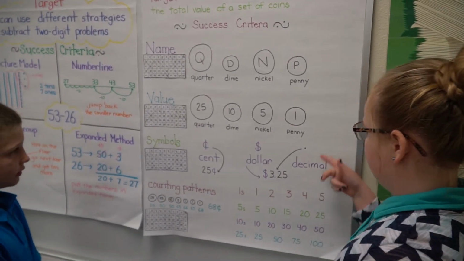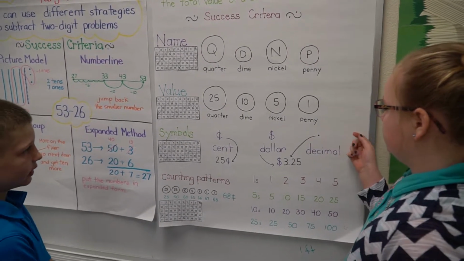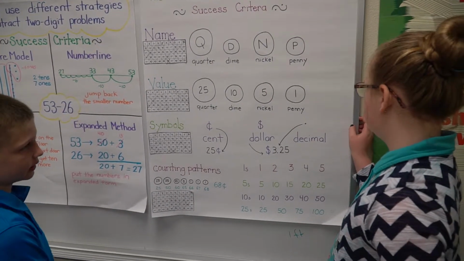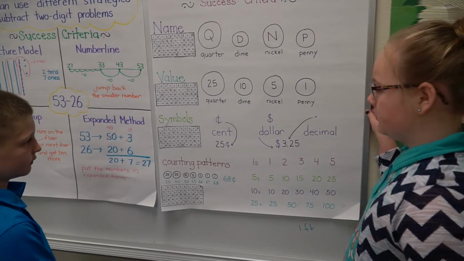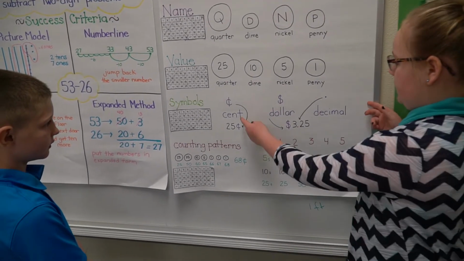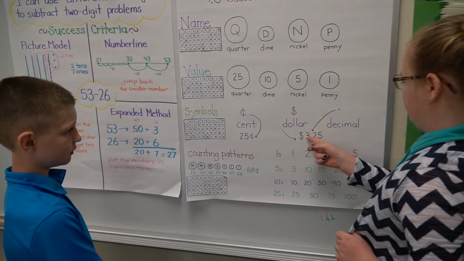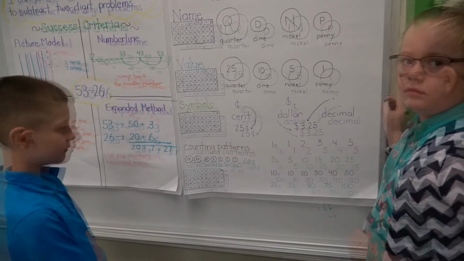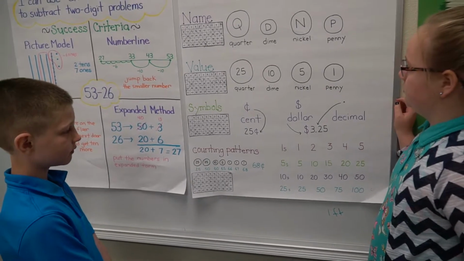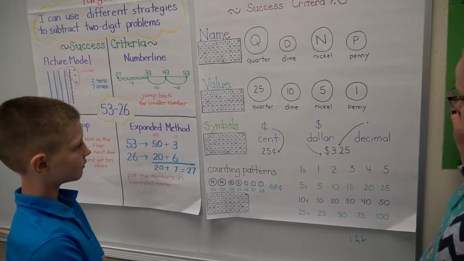Like a quarter has 25 cents and a dime has 10 cents and a nickel has 5 cents and a penny has 1 cent. And then the symbol, like the cent sign and the dollar sign and the decimal that comes right after the dollar. What about the numbers to the side? What are those numbers for to the side? How do you use those?